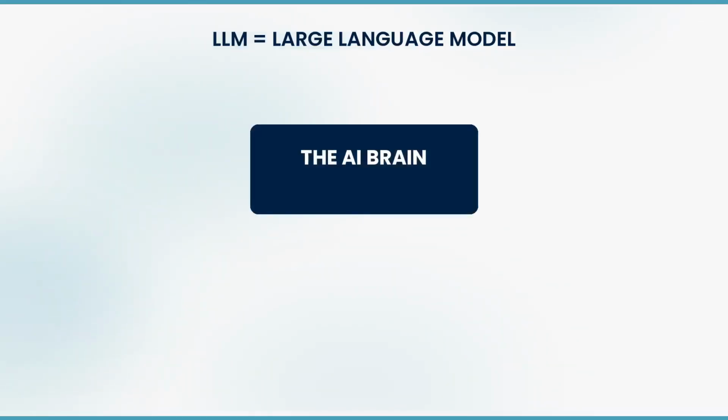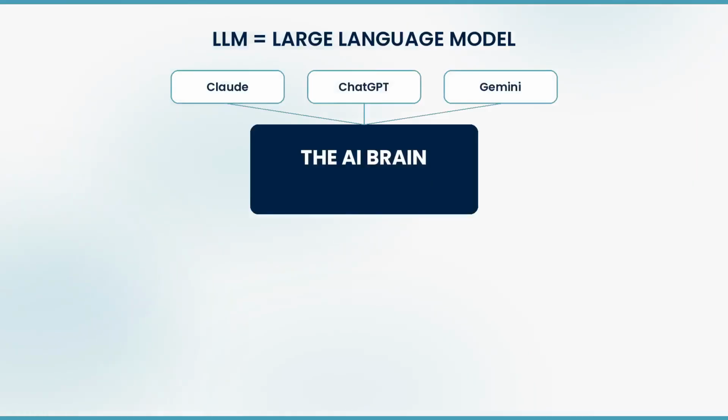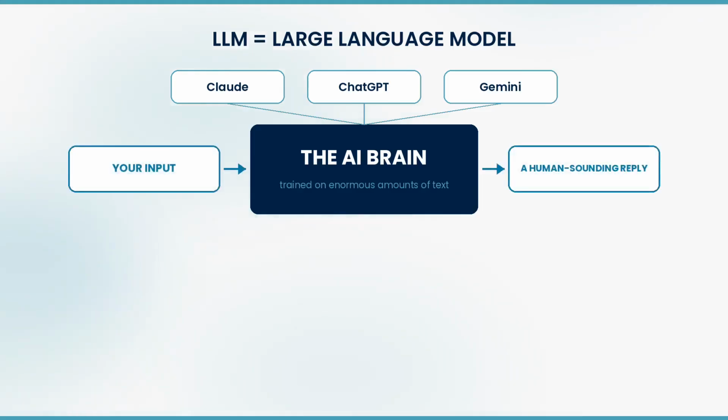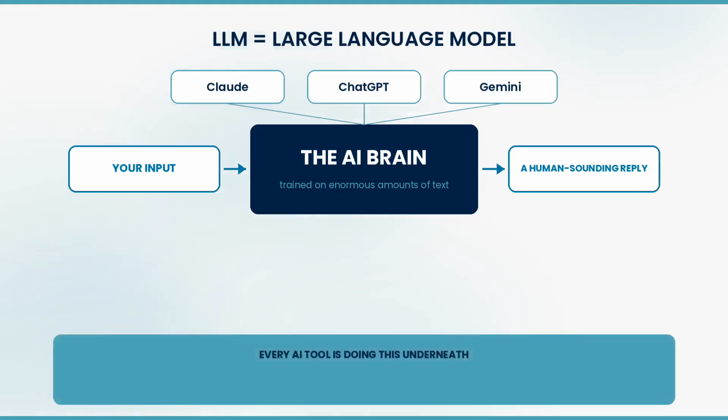What happens when you open a chat window and type? LLM stands for Large Language Model. This is the AI brain. Claude, ChatGPT, Gemini, all LLMs. They're software systems trained on enormous amounts of text, and that training is what lets them read your input and generate a response that sounds and often thinks like a human. When people say the AI, they usually mean the LLM. Every tool that uses AI is, at some level, sending a request to an LLM and getting a response back. You don't need to know how they work internally. LLM equals the brain. Everything else in this video is about how you connect things to that brain, feed it information, and get it to act.